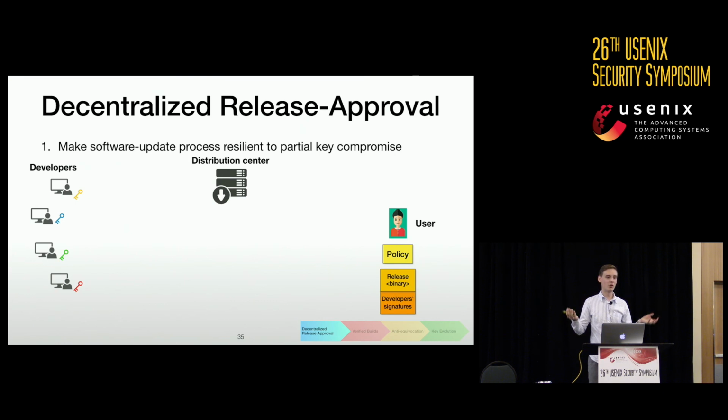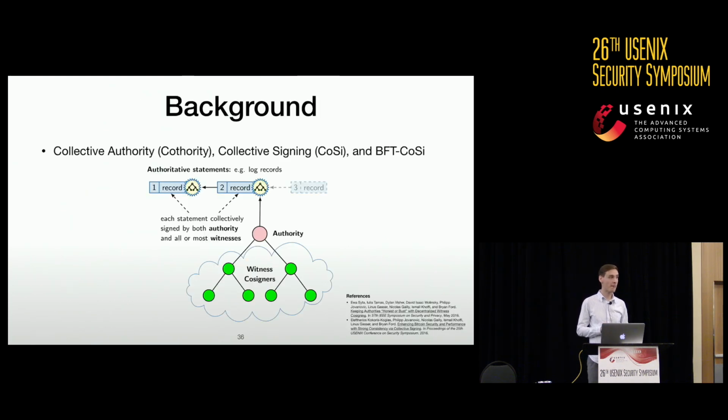So to find the sweet trade-off between complete decentralization and a centralized third party, we rely on background work on collective authorities. The idea of a collective authority is that it's a group of independent servers who are only trusted as a group, but not individually. This group can collectively validate some statements, which can be timestamps or, in our case, software updates, and produce a single collective signature. There is also a mechanism so that members can reach a consensus. BFT CoSi is such a consensus mechanism.